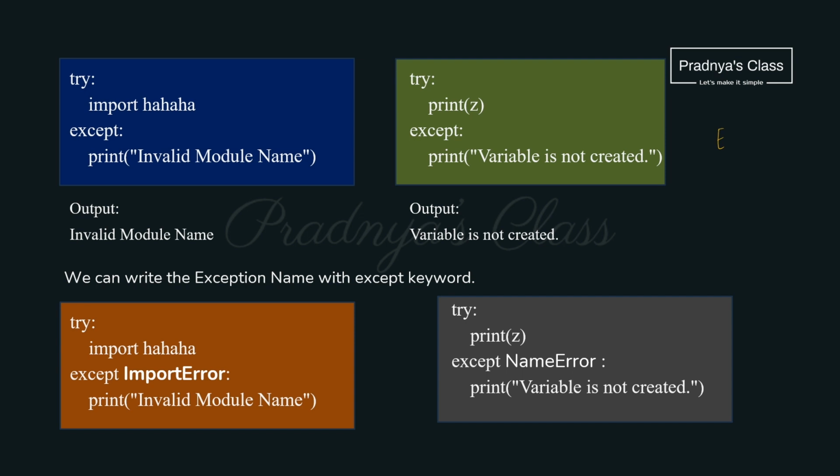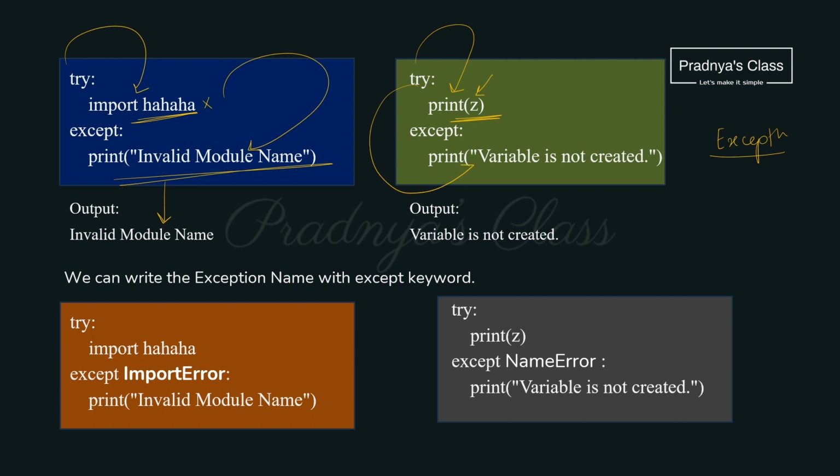We discussed some examples which were causing exceptions. Now let's try to understand how to resolve them. We were trying to import one module which doesn't exist. That statement we have written in the try block. When this exception occurs, it will come to the except block and we are printing the message invalid module name. So here is the output of the code. We are not getting any exception error. We covered one more example in which we were trying to print the value of z which doesn't exist. Now that statement we have written in the try block. When the error occurs, it will come to the except block and we get this output.